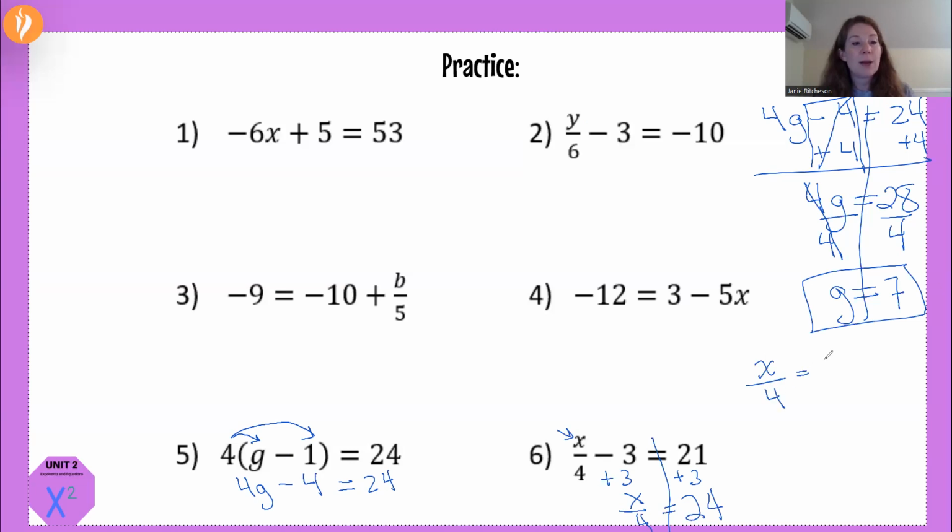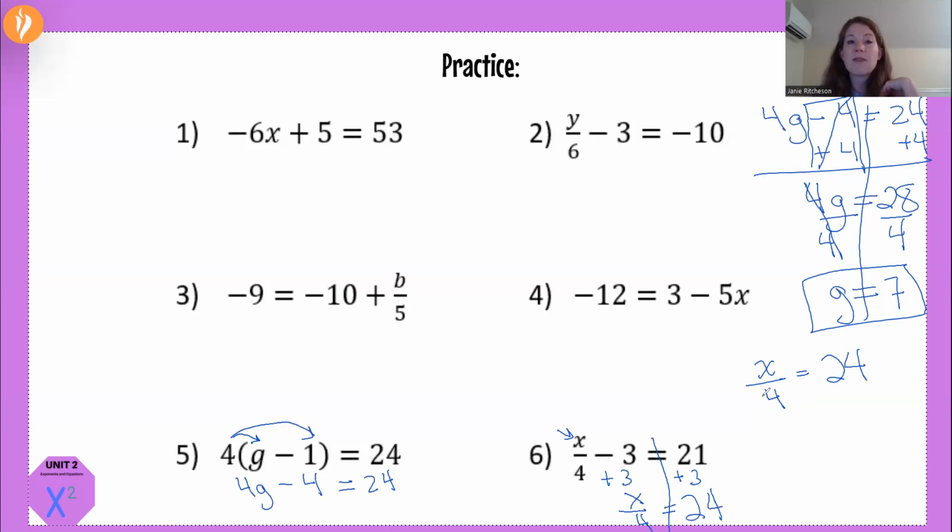Now, this is a big error, you guys. Major error done constantly. People go, oh, 4 will go into 24 6 times. The answer is 6. No, that's not right. Because you have to have this little conversation in your head. What is being done to x? X is being divided by 4.